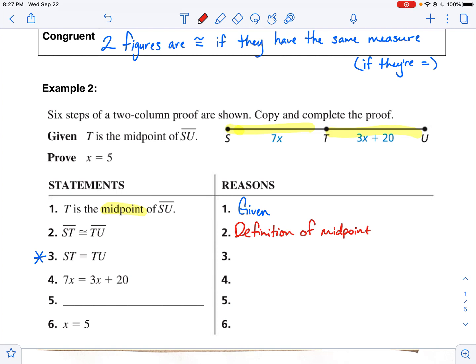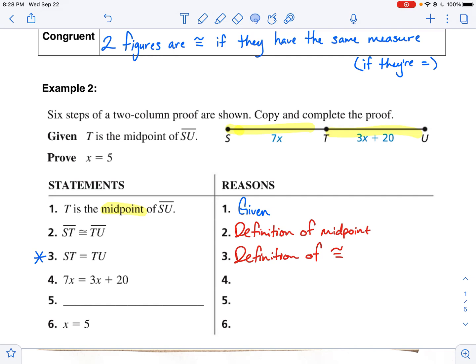Now, step 3, again, I said earlier, the definition of congruence comes in pretty much every proof today. Step 3, how did I go from congruence to equality? Well, I have no numbers really that I can use in this proof, at least on the left side. But what do I know about congruence? If they're congruent, then what can I say about the measures? If they're congruent, then they must be equal. So by the definition of congruence, I can say that those two are equal.